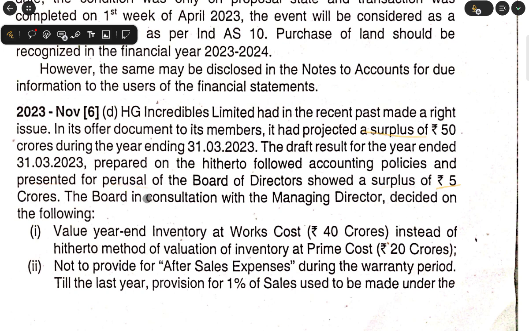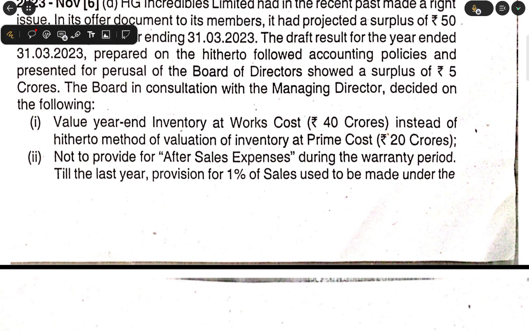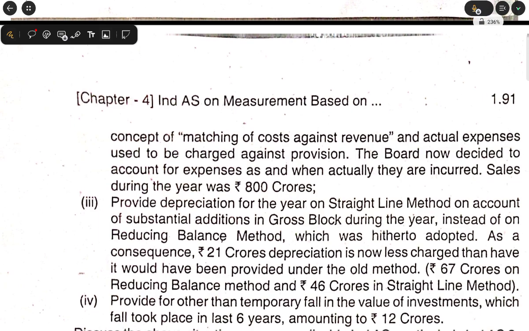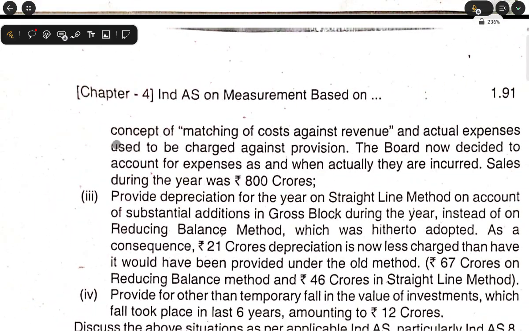The board is in consultation with the auditors deciding on the following. The value of the year-end inventory at cost of 40 crores instead of the hitherto method, which valued inventory at prime cost of 20 crores. Not to provide for after-sale expenses during the warranty period. Provision of 1% of total sales could be made under the concept of matching cost against revenue, and actual cost is charged against the provision. The board would decide to account for the expenses as and when actually incurred.